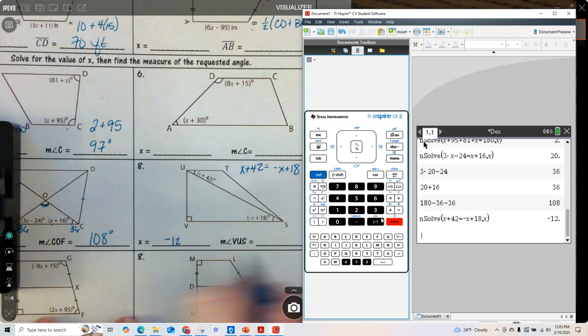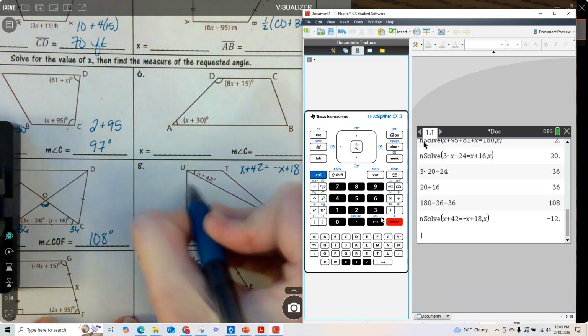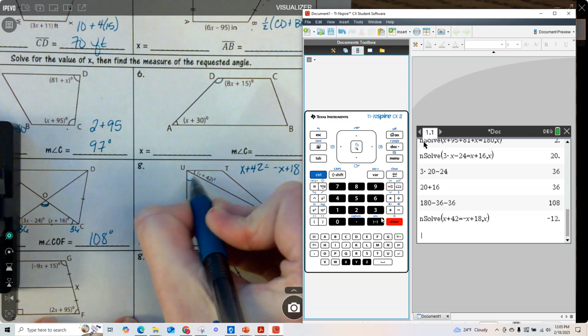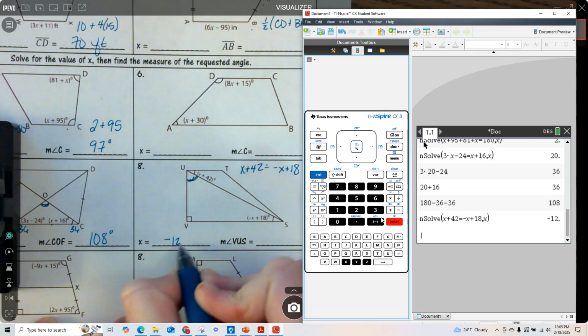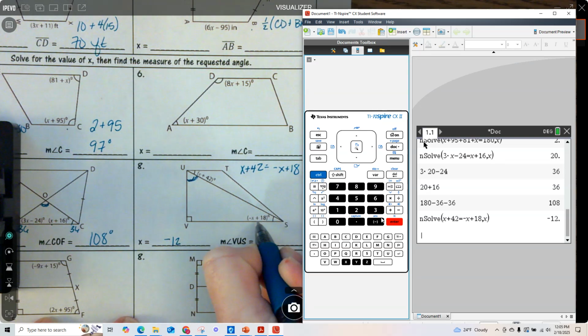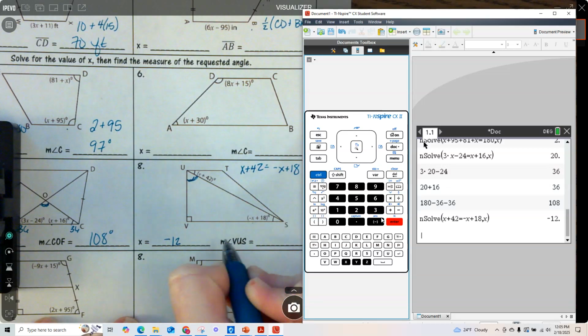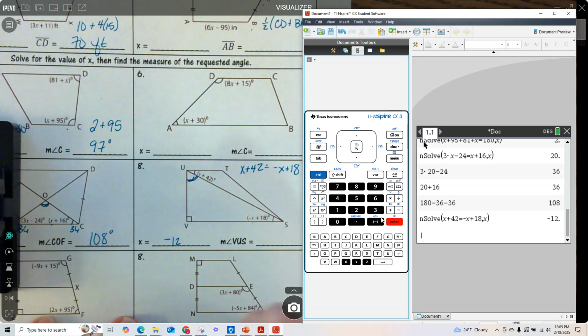What this one wants is it wants you to find VUS. It wants you to find what this angle measures. So you can take this value and you can plug it in here. Find what this angle measures. You know what this angle measures, and use the 180 rule. I'm going to leave that last piece for you to do.